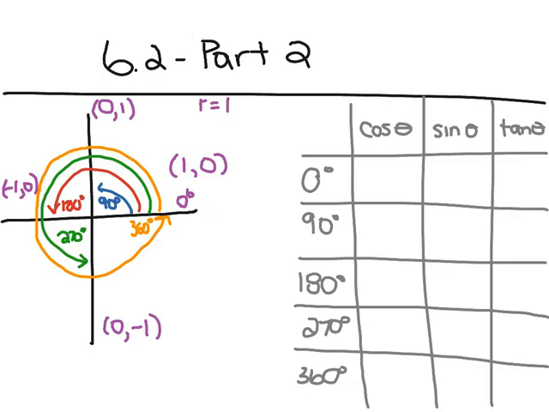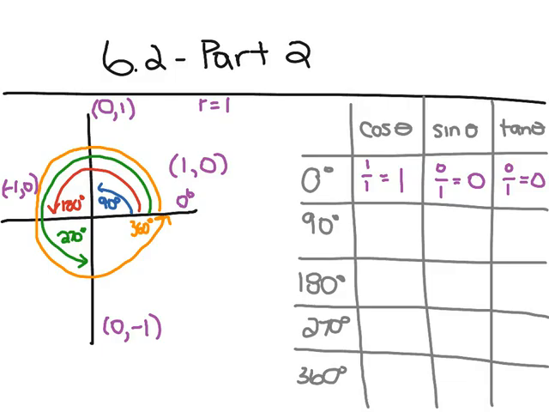We can use these numbers to find our primary trig ratios. So if we were to go for 0 degrees, my x is 1, and we know that r is 1, so 1 over 1 equals 1. Sine, our y is 0, and our r is 1, so it's 0, and tangent is 0 over 1, which is 0.